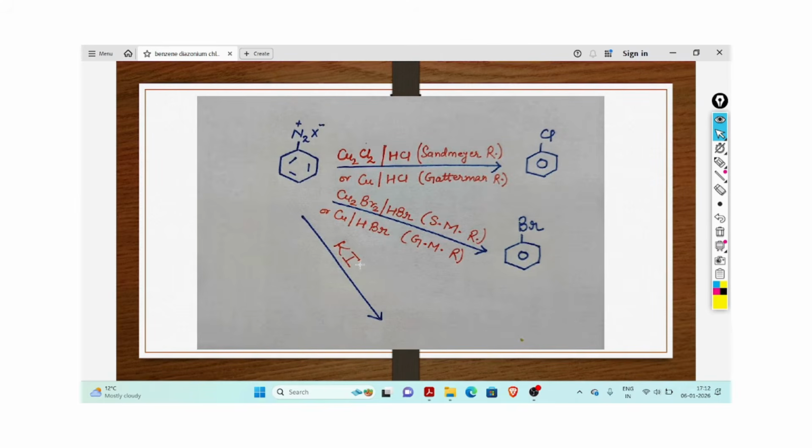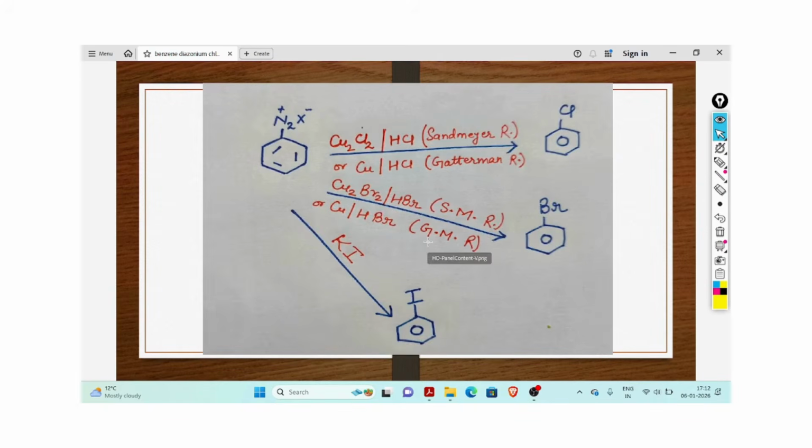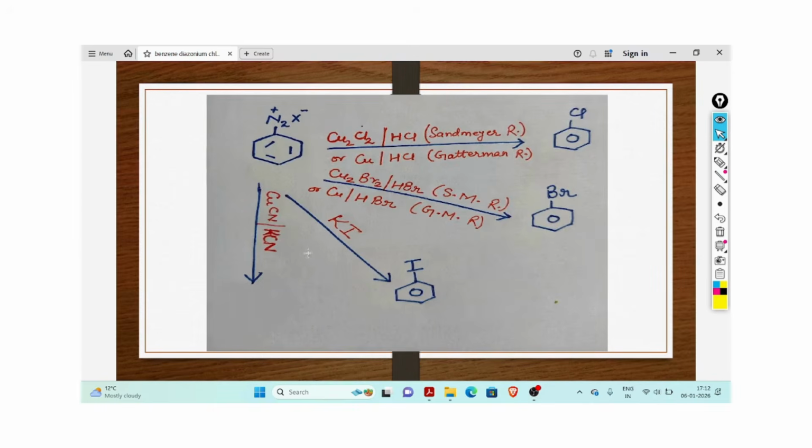Now the reaction is with KI and it's very easy. Remove this N2X and what will you apply in place of N2X? Obviously this I. So I will be here. What will be the product? Obviously iodobenzene. Correct. Next reaction is with CuCN in presence of KCN.